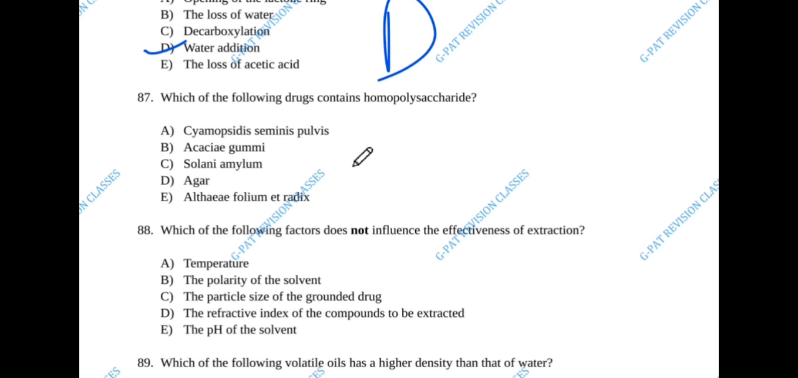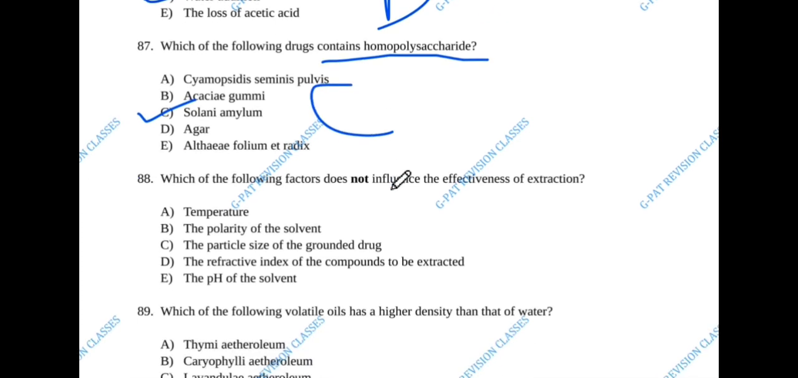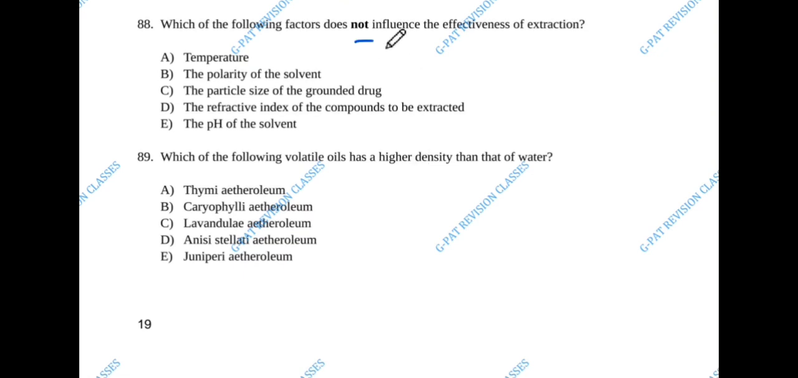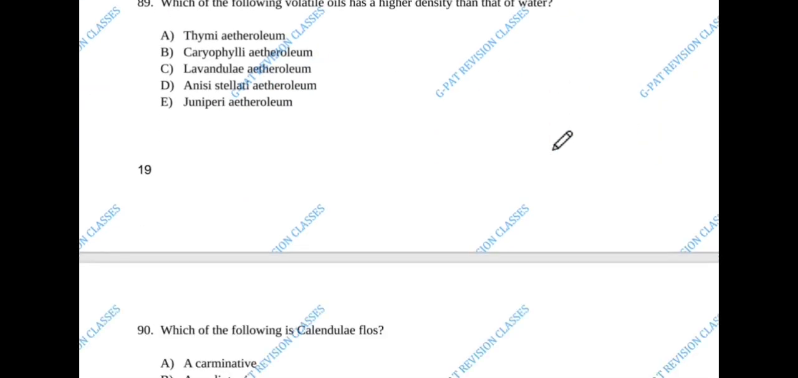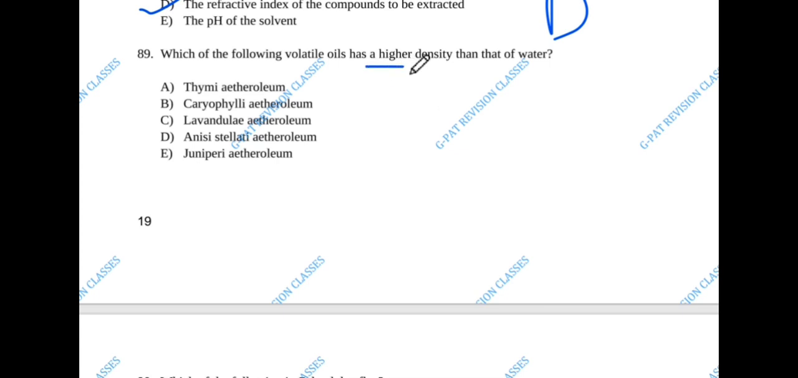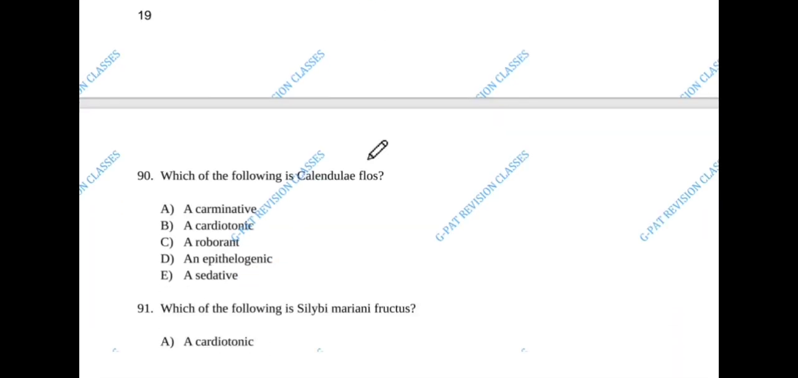87 question number. Which of the following drug contain homopolysaccharides? The answer is C. Solani amylum. Next is 88 question number. Which of the following factor does not influence the effectiveness of extraction? The answer is D. The refractive index of the compound to be extracted. Next is 89 question number. Which of the following volatile oil has a higher density than that of water? The answer is B. Caryophylli flos. Next is 90 question number.